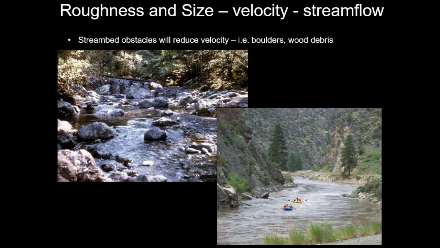Another factor that will influence the velocity is how rough a channel is. Channels that have a lot of boulders, for example, or irregularities or obstacles like tree branches, will typically be reduced in speed because all of these obstacles are going to create a hindrance to the flow of that stream. So the less rough a channel is, the faster it will flow. And the more rough, the slower it will flow.